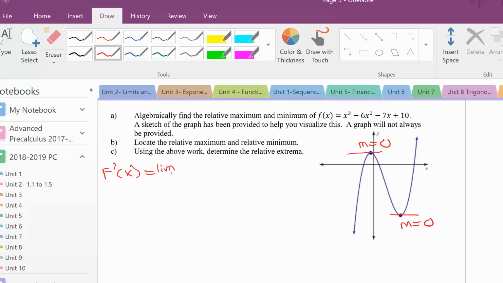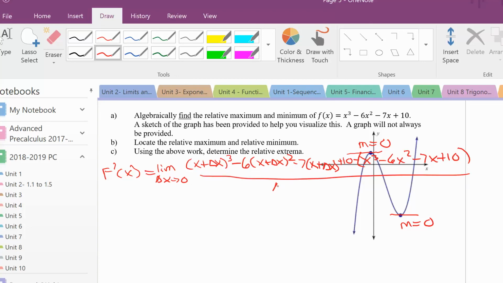So remember, that's the limit as the change in x approaches 0 of, in this case, (x plus delta x) to the third minus 6 times (x plus delta x) squared minus 7 times (x plus delta x) plus 10, minus, in parentheses, x to the third minus 6x squared minus 7x plus 10, all over delta x.